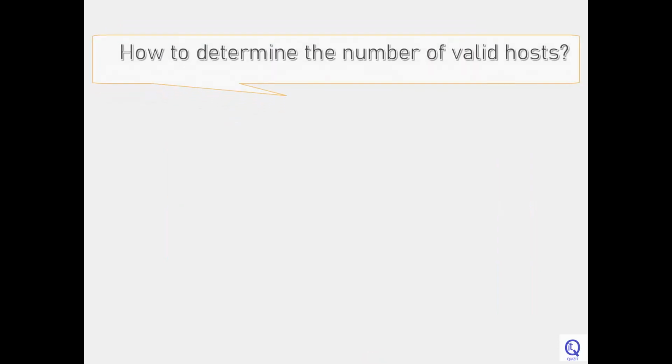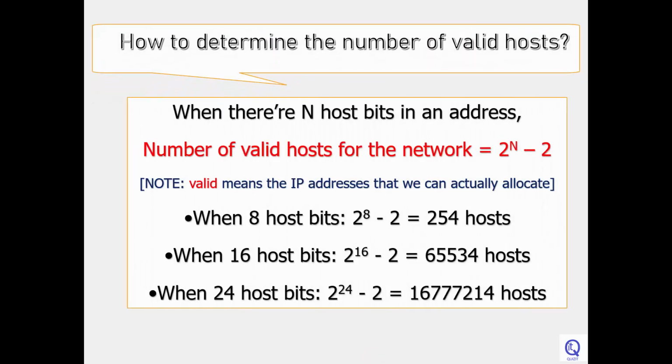If you want to determine the number of hosts in a network, this is how we do it. Assume there are n host bits. Therefore, we can calculate the hosts available in that network using the equation 2 to the power n minus 2. When the number of host bits is 8, we calculate 2 to the power 8 minus 2. When it is 16, we calculate 2 to the power 16 minus 2. And when it is 24, we calculate 2 to the power 24 minus 2.